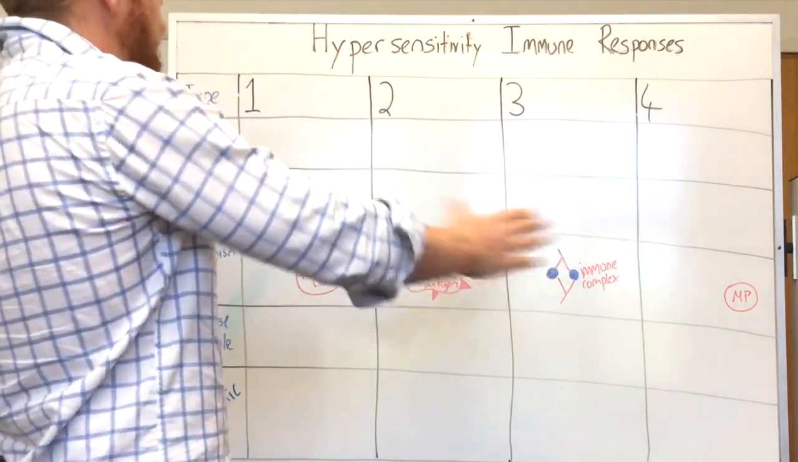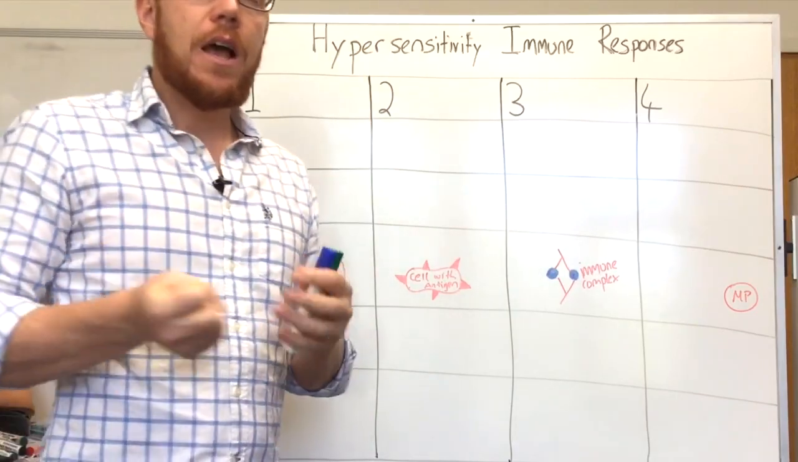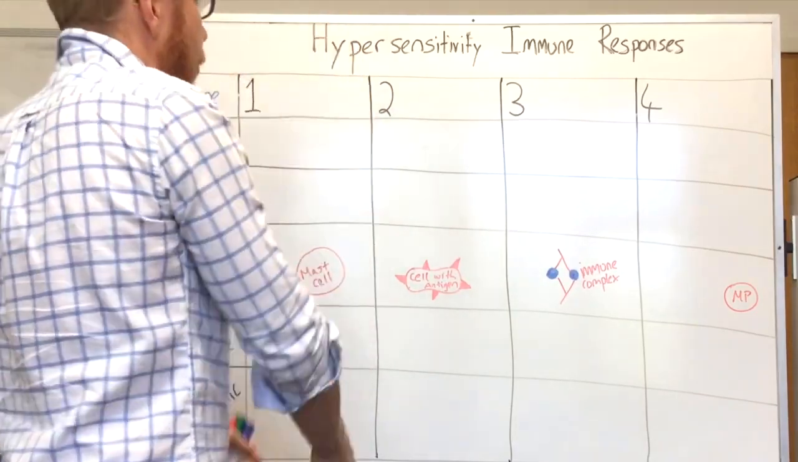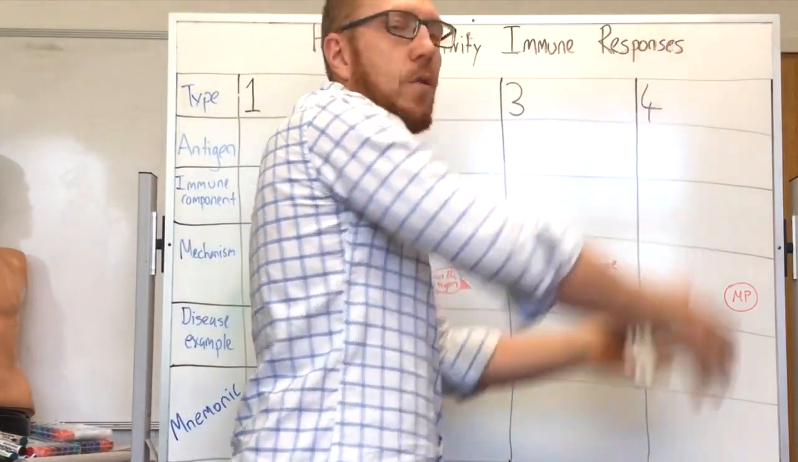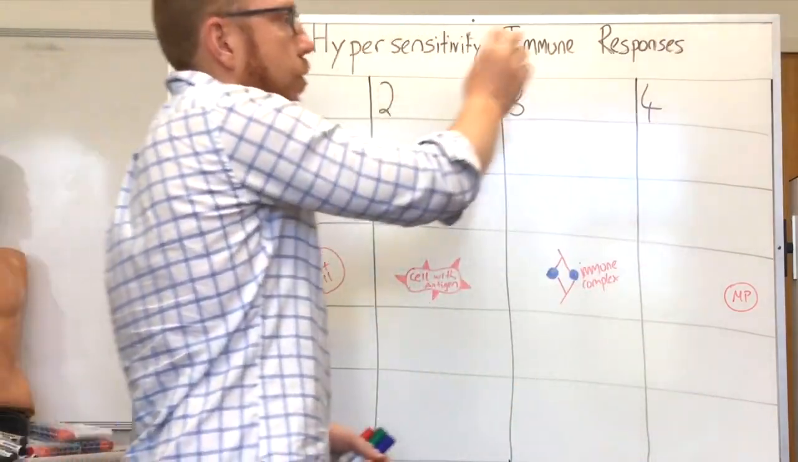So as you can see on the board, we've got a table. Now the types of hypersensitive disorders are broken into 4 types: 1, 2, 3, 4. So sometimes these are called type 1, 2, 3, 4.